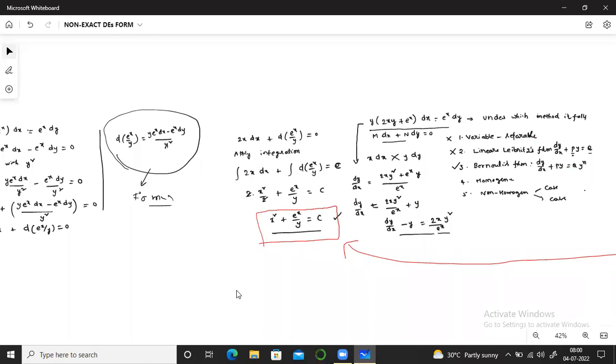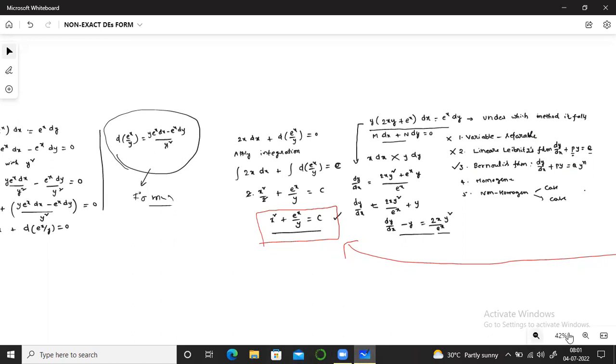So the final point is here: if the question has given to solve by using a particular method, please follow that particular method only. If the question has not given any particular method, then you can solve by the method which you feel easy or which comes to your mind easily. So that you have to check. So with this, this non-exact differential equation form is done.